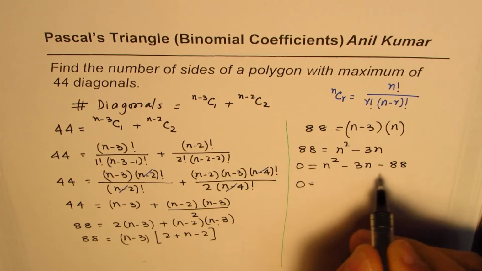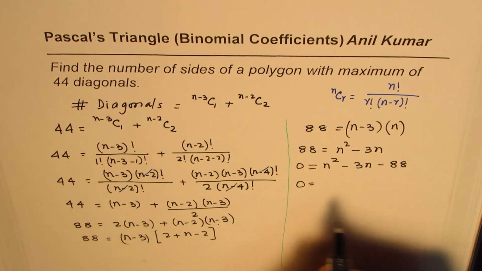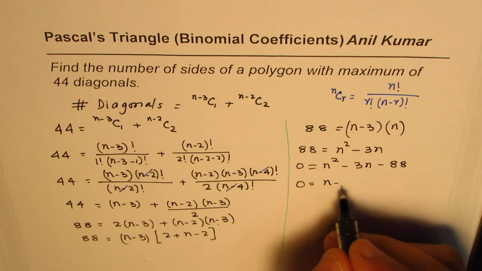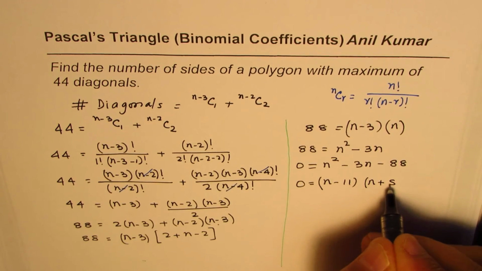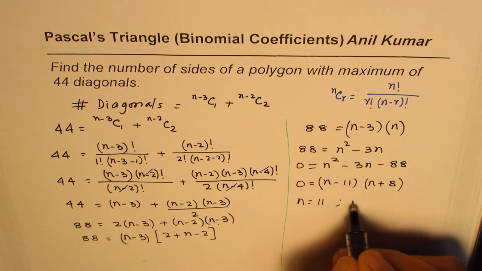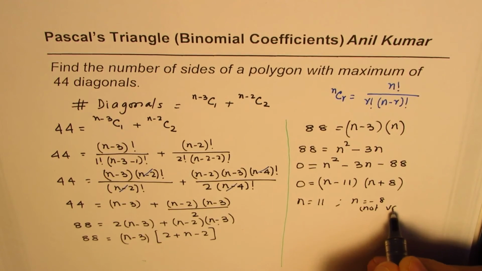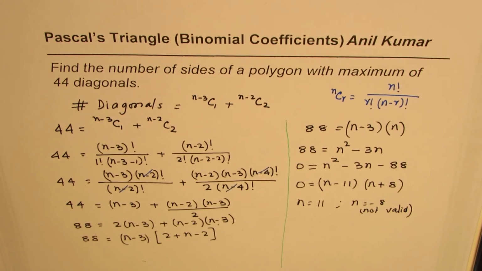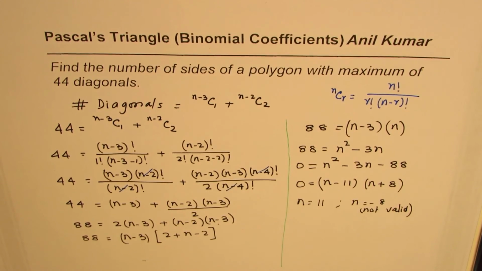Now this can be factored. We are looking for a product of 88, sum of minus 3. So (n-11) times (n+8). So that gives us n equals 11 and n equals minus 8. So this is not valid. The number of sides are always non-negative integers, right? So n equals 11 is our answer.